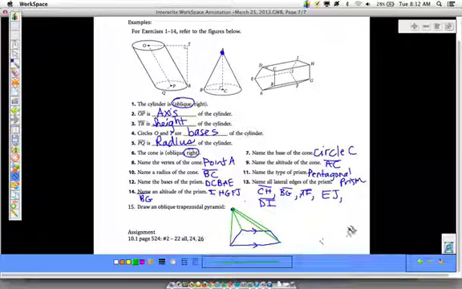All right, so that concludes our lesson. You can now do the homework assignment, page 524, number 2 through 22, and then 24 and 26.